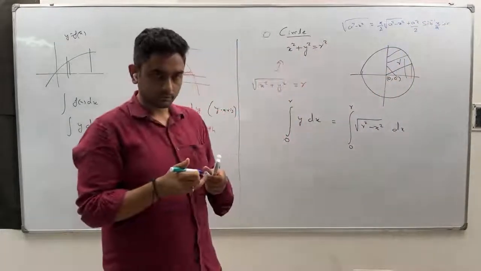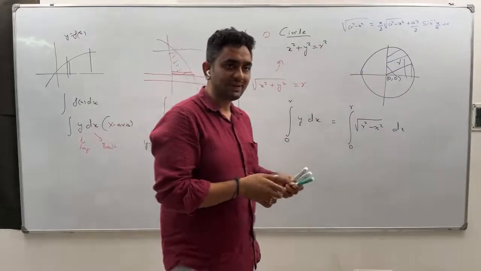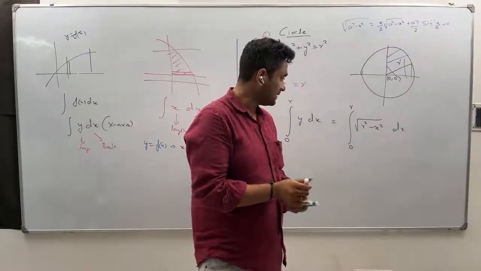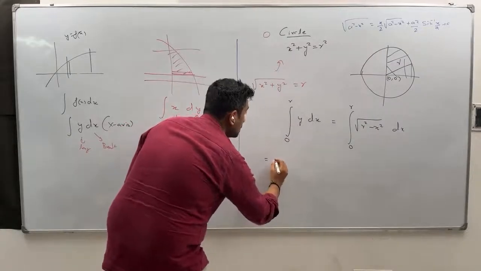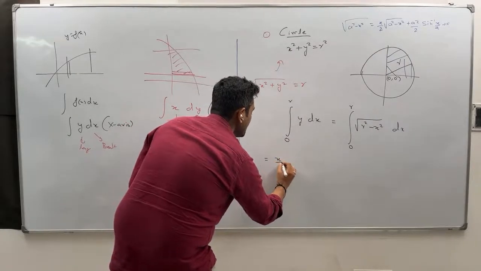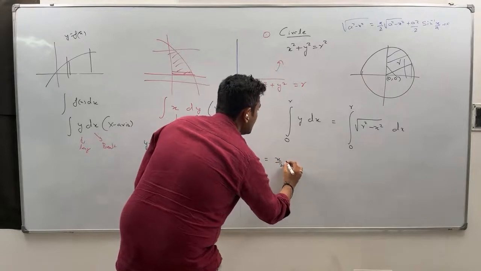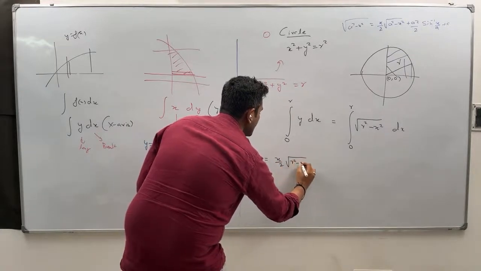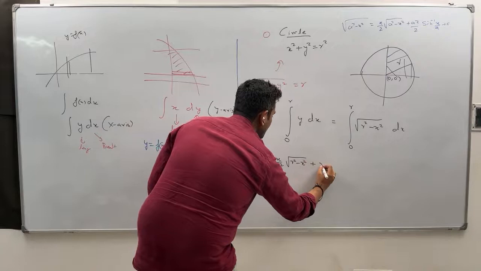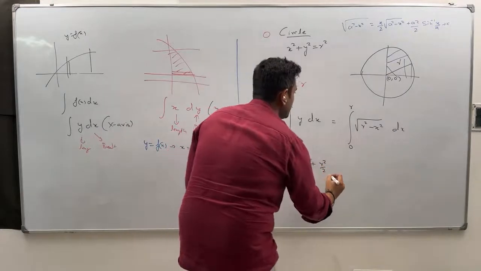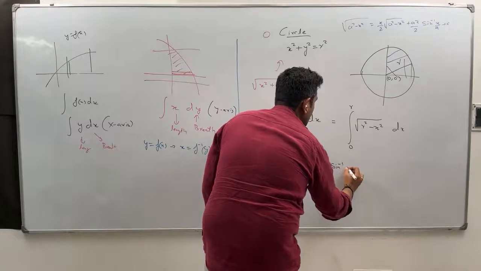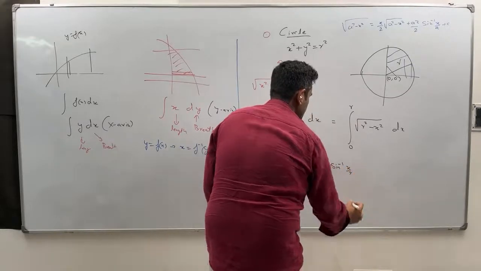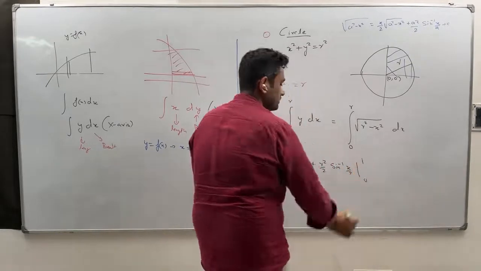This is the formula. Now if I integrate it, when I'm integrating it, finally what will happen? This will come out to be as, I can write it as x by 2 into root over r square minus x square plus r square by 2 into sine inverse x by r, and the limit will go from 0 to r.